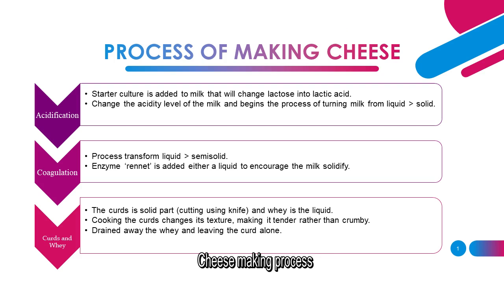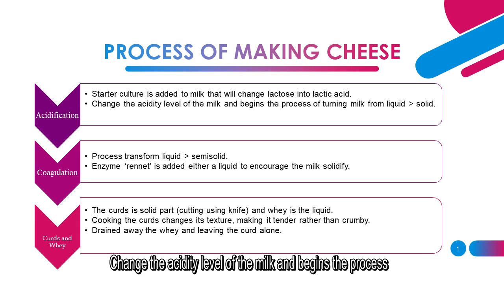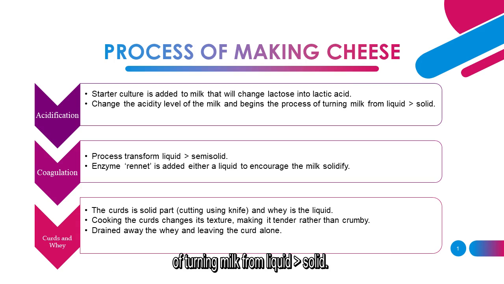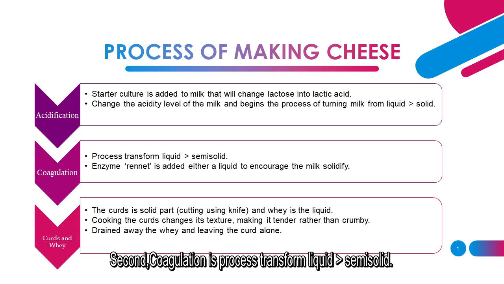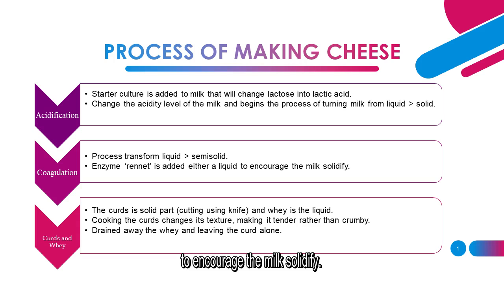Cheese making process. First step is acidification. A starter culture is added that will change lactose into lactic acid. This changes the acidity level of the milk and begins the process of turning milk from liquid to solid. Second, coagulation is the process that transforms liquid to semi-solid. Enzyme rennet is added, either as a liquid, to encourage the milk to solidify.